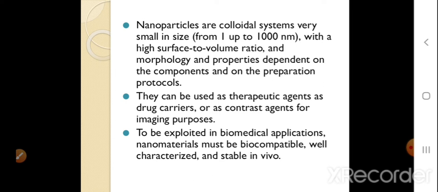These nanoparticles can be used as therapeutic agents, as drug carriers, or as contrast agents for imaging purposes. So, in cancer, we are using these nanoparticles either as a therapeutic agent or as a diagnostic agent. To be exploited in these biomedical applications, the nanomaterials must be biocompatible, well characterized, and stable in vivo.